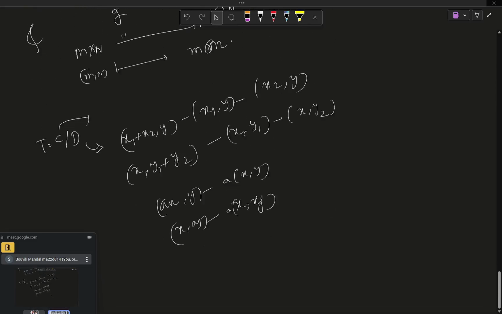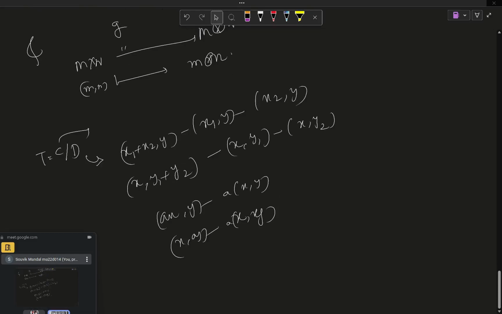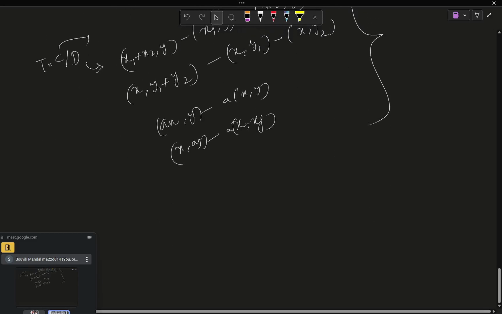So now let's first get into the construction of C by D. First of all, what is C? C is the free module whose basis is the set M cross N. And we are quotienting that C by a submodule D, which is generated by the elements of the form given. So what does this mean?